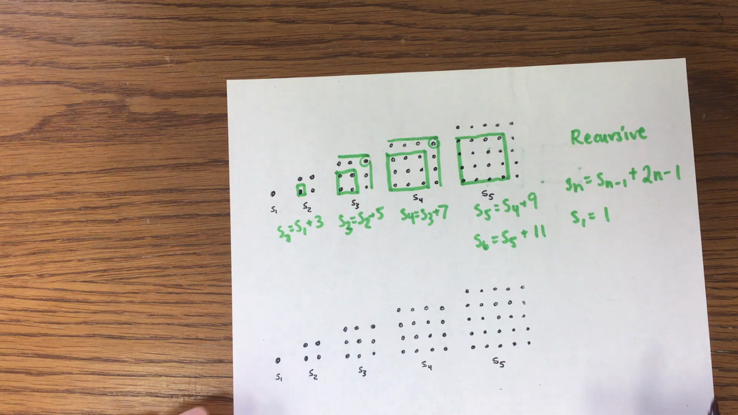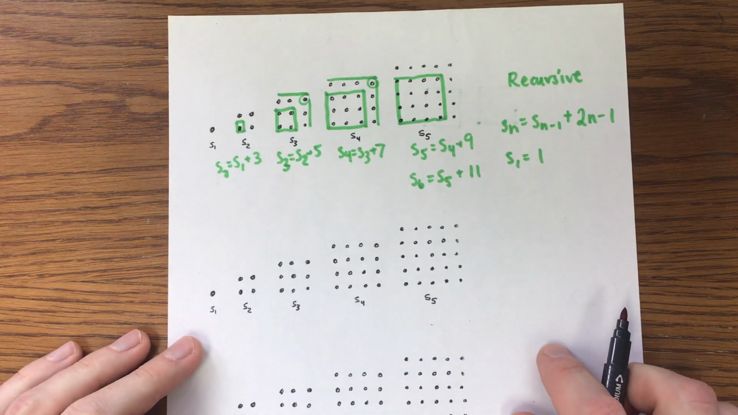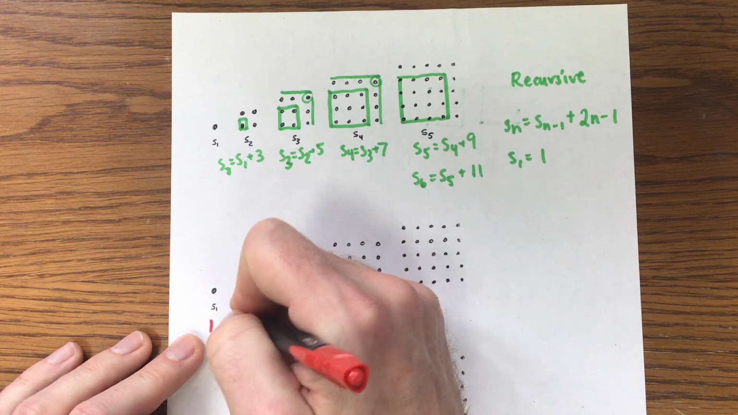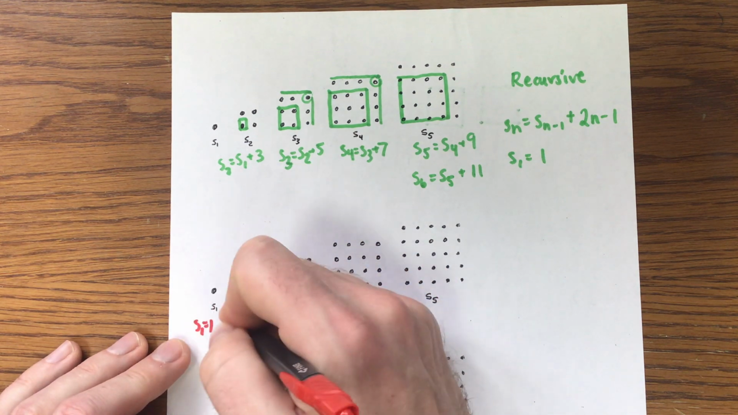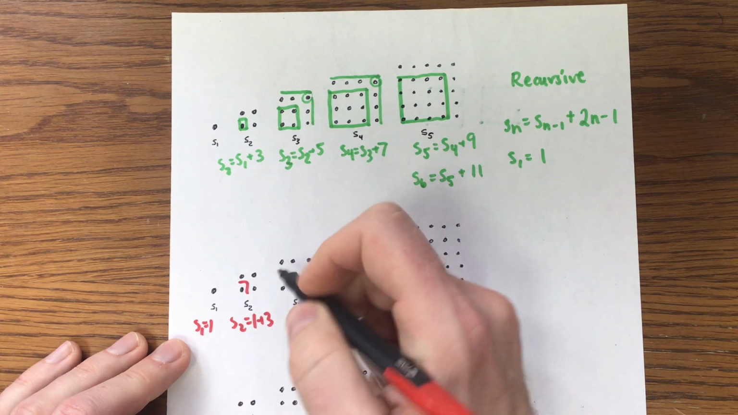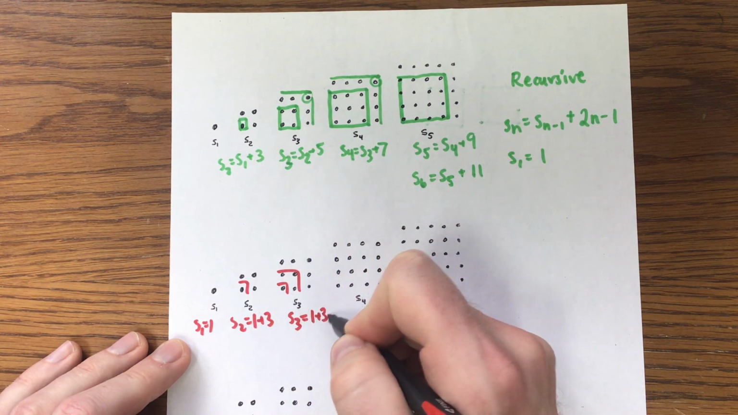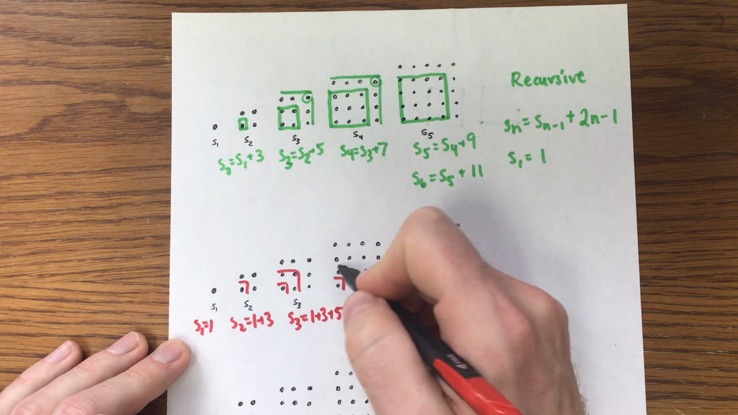So that's a recursive formula, thinking about the odd numbers that I'm adding on. Another way to mirror the way I looked at the triangular numbers is to think about this as 1 for S1, S2 is 1 plus 3, S3 is 1 plus 3 plus 5.